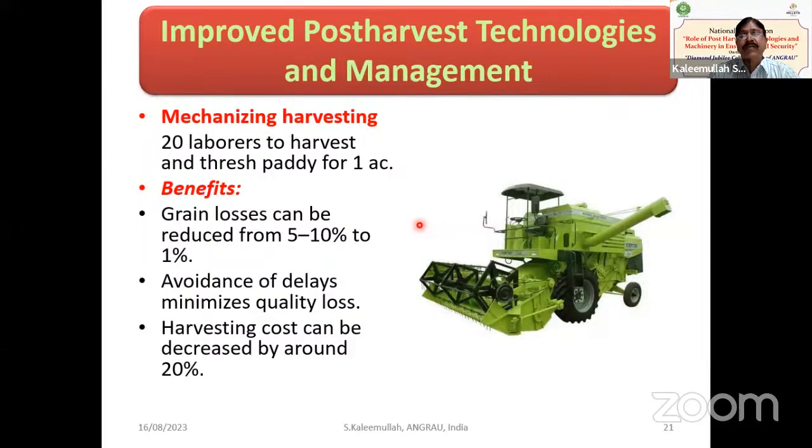And the grain losses will be very less if you are using a combine when compared to the manual harvesting and threshing operations. And it avoids the delays, and thereby it minimizes the quality loss.